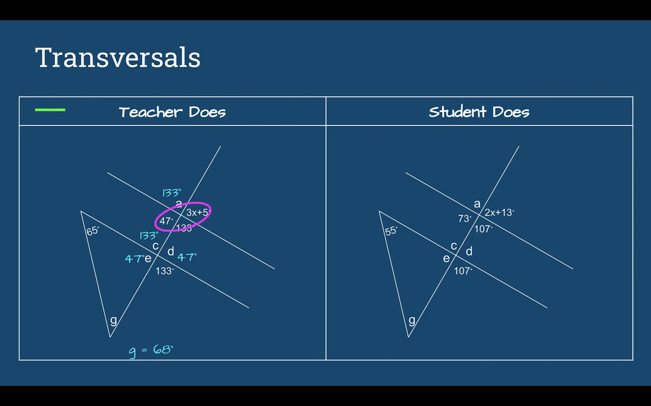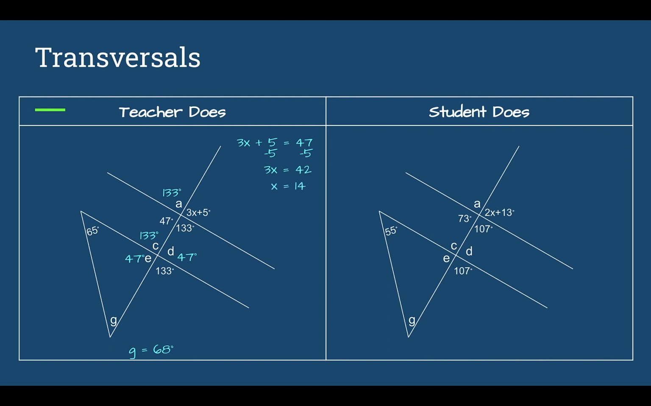And then last, I have that 3x plus 5 degrees is equal to 47. I know those two are equal because they are vertical angles. So now I just want to solve for x. So 3x plus 5 is equal to 47. So solving for x, if I just subtract 5 from both sides, then 3x must be equal to 42. And then x must be equal to 14.